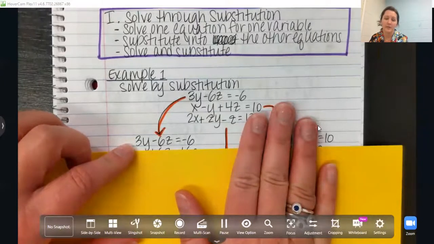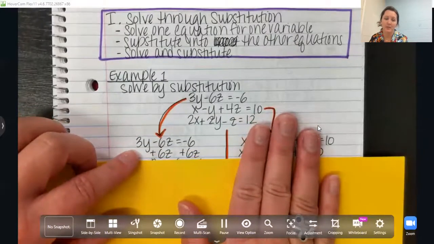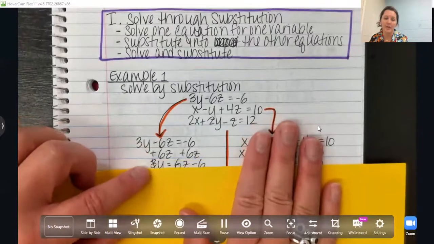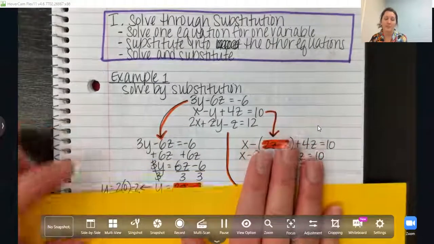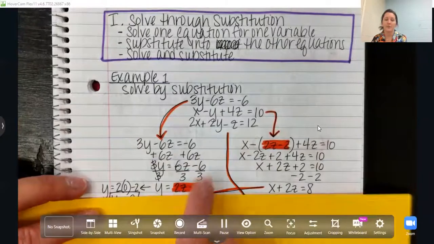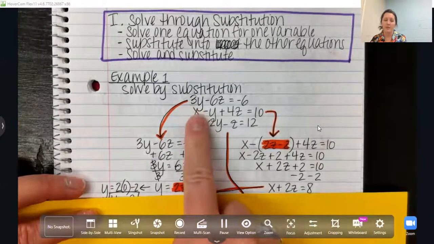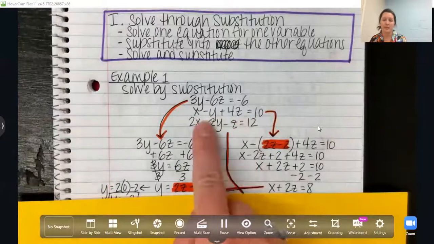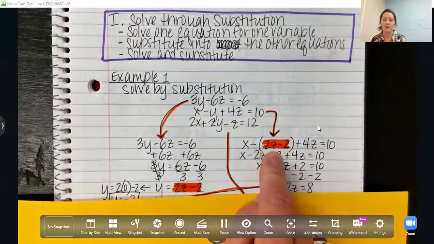And I can solve for either y or z. Just because my 3y is here and it's positive, I'm going to solve for y. So I'm going to add 6 to each side. And now I have 3y equals 6z minus 6. And then I'll divide by 3. So that gets me an equation solved for y, which equals 2z minus 2. So that means in either one of the other equations, wherever y is, I could substitute 2z minus 2. So I'm going to take my second one. You can do the third one, but I'd just like to go in order here. So I'm going to plug in 2z minus 2.